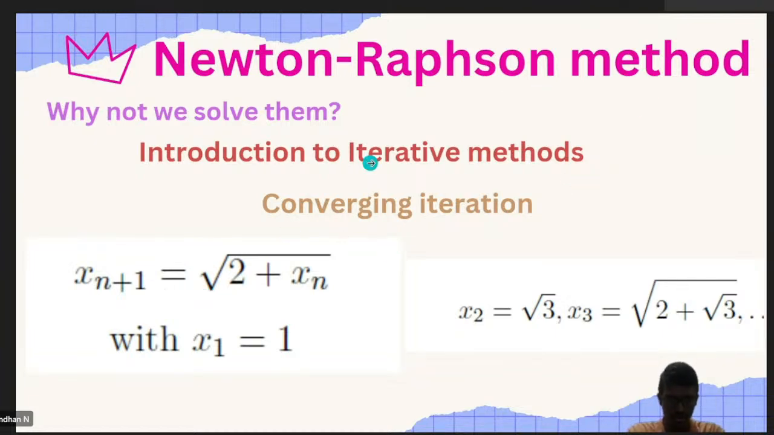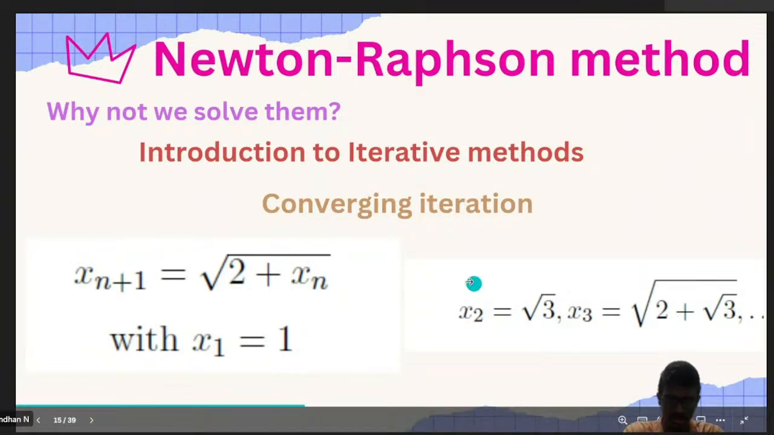So let's say, of course, there are two types of iteration. We don't actually need to know this, but I'm just giving it. The converging iteration means this sequence, right? Root 3, root of 2 plus root 3. The next term will be root of 2 plus root 3. It will go on like that, right? So that is converging to a number.